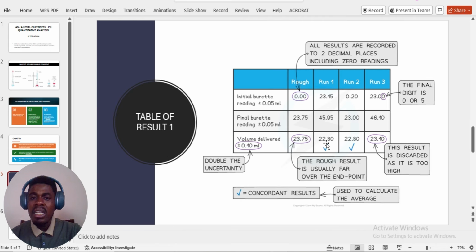You can see clearly that experiments 1 and 2 are concordant. You can see from my table the burette readings, the headings with their respective units, they are there clearly. So these two are concordant. That is why we add those two values, then we divide by 2. 23.10 and 22.80 are not concordant. That is why we didn't choose experiment 3.